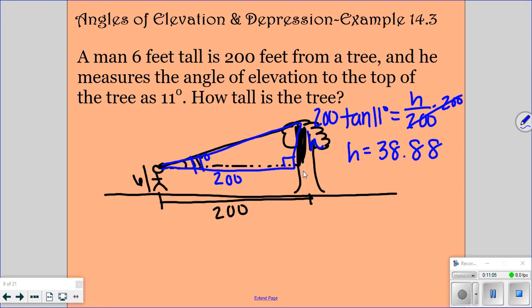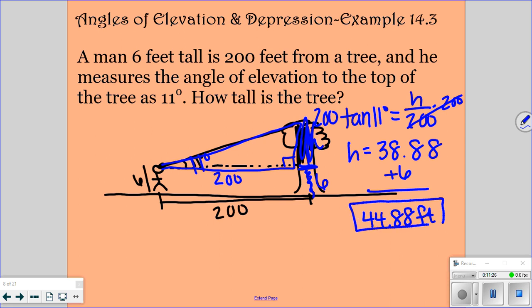But that's only from here to the top. The rest of this down here is 6 feet because that's how tall the man is. So if you add 6 to this, your height of the tree would be 44.88 feet. So that would be your answer for that one.